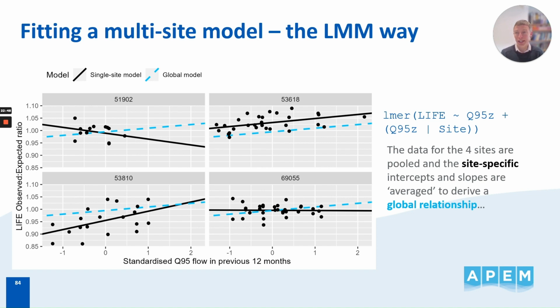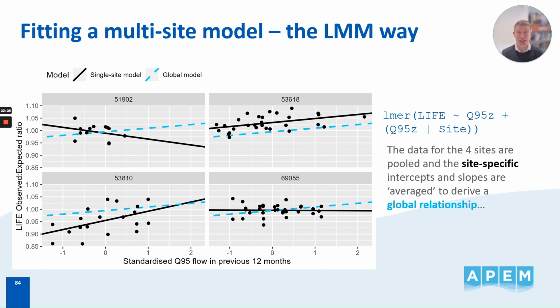Essentially what the model is doing here is it's taking the data for the four sites and it's pooling it together to define a global relationship. You can think of it as averaging, in a sense, the intercepts and the slopes for the four sites. But it's a weighted average. It gives more emphasis to those sites which have either a lot of data or more tightly defined, less noisy relationship. So you can think of this really as providing a best estimate of how macroinvertebrate communities in these types of streams respond to changes in flow.